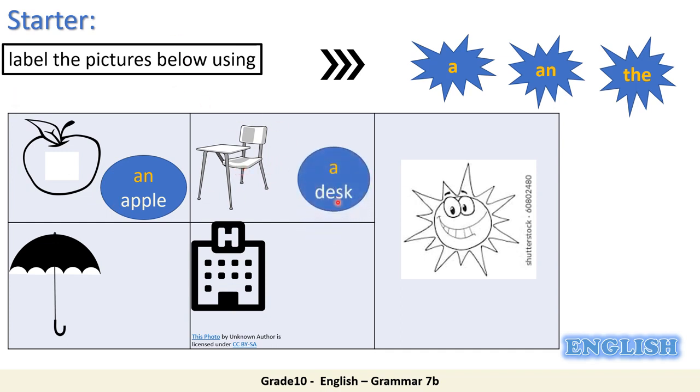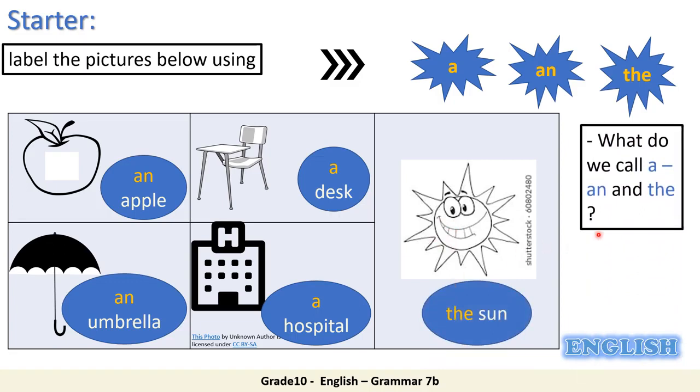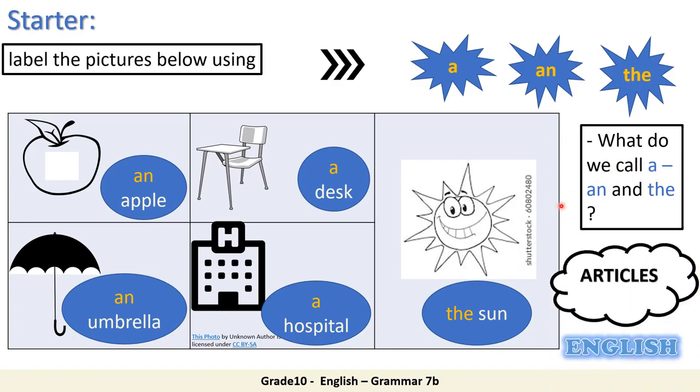That's correct, a desk. The third picture is an umbrella. And here, this is a hospital. And finally, this is the sun. That's correct. So, what do we call a, an, and the? Can you think of the answer? That's right. We call them articles. Let's find out more about articles.